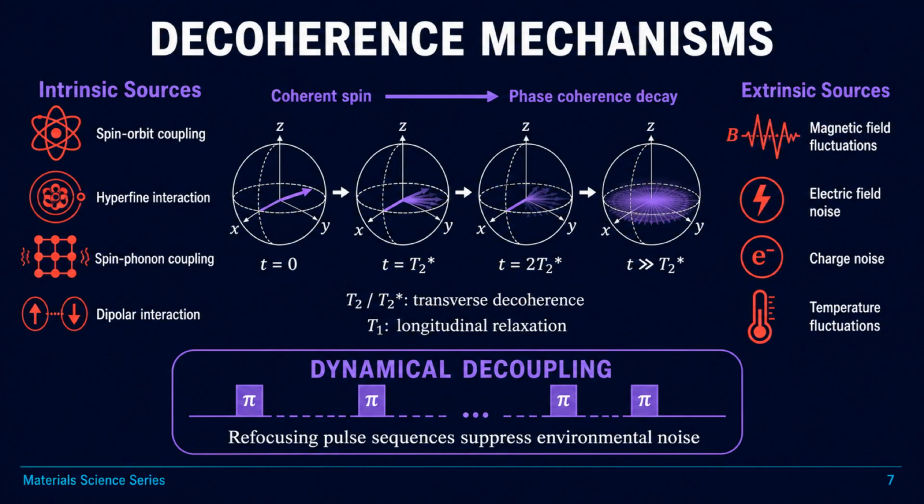Understanding decoherence sources is crucial for improving qubit quality. Intrinsic mechanisms include spin-orbit coupling, hyperfine interaction with nuclear spins, and spin-phonon coupling. Extrinsic sources include magnetic field fluctuations, electric field noise, and charge noise. Dynamical decoupling pulse sequences, such as the Carr-Purcell-Meiboom-Gill sequence, can suppress slowly varying noise, extending effective coherence times by orders of magnitude.